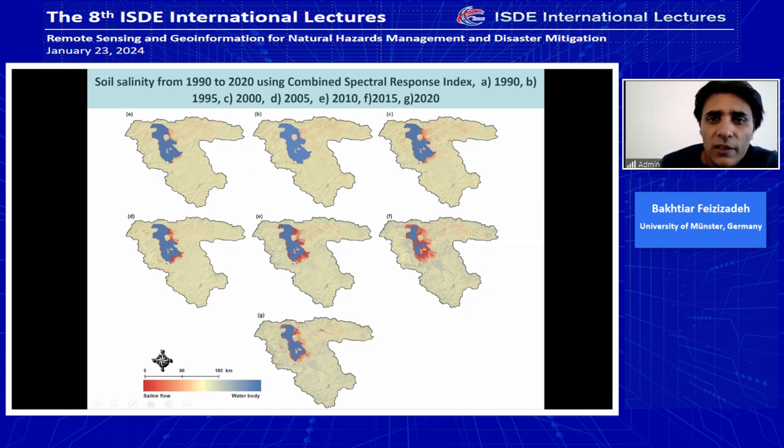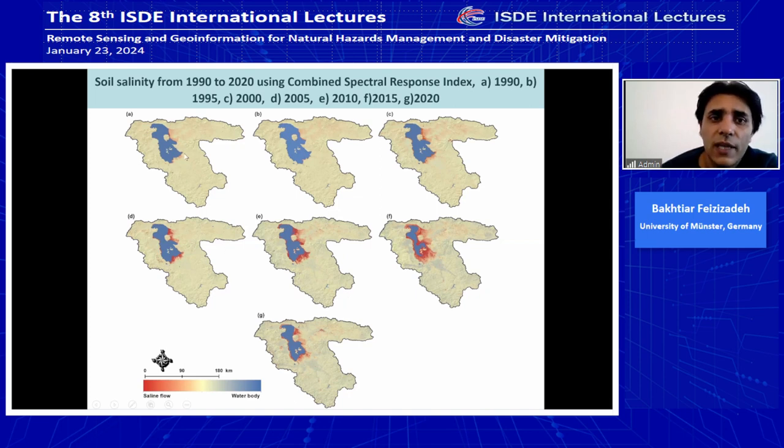for monitoring the soil salinization in this area. For example, based on the effective method so far from here, for example, this is the soil salinity for 1995, 2000, 2005, 2010, 2015, and 2020.